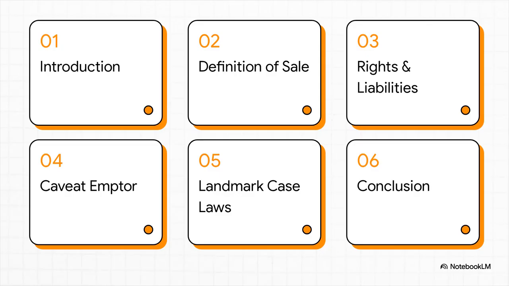Here is your mental blueprint. 1. Introduction. 2. Definition of sale, section 54. 3. Rights and liabilities, section 55. 4. Doctrine of caveat emptor. 5. Landmark case laws. And 6. Conclusion. Memorize this exact sequence for a flawless 16-mark KSLU answer. All right, let's dive in.